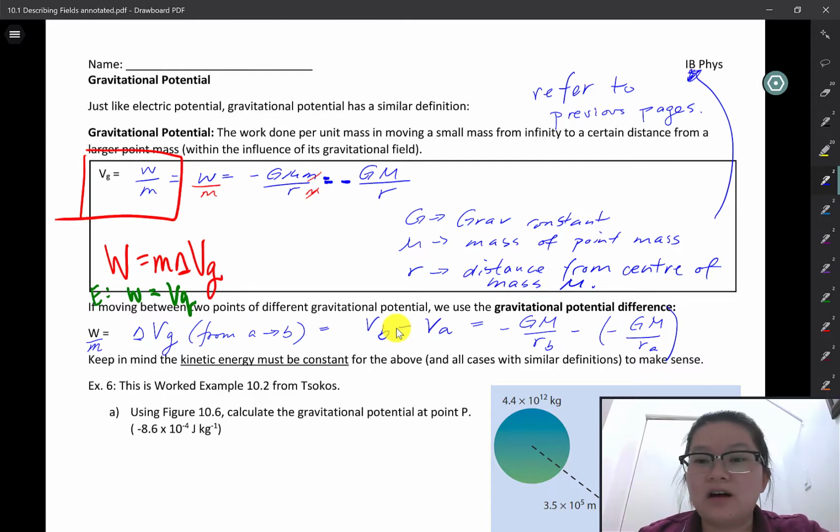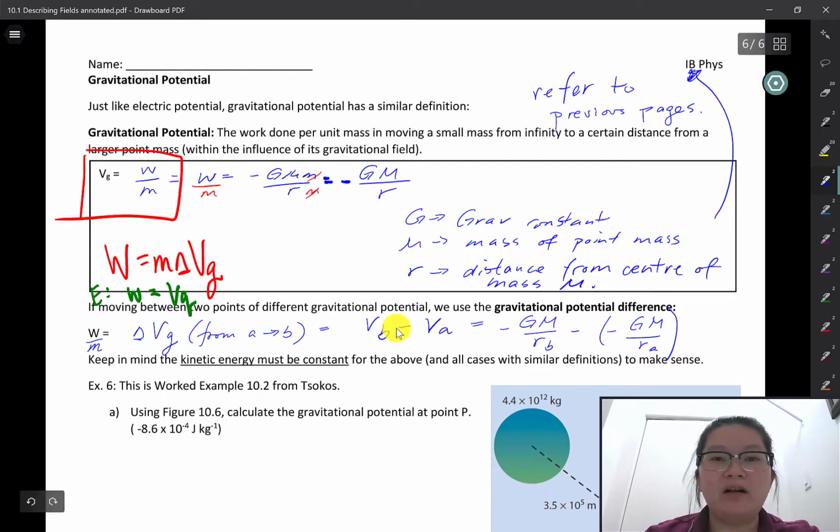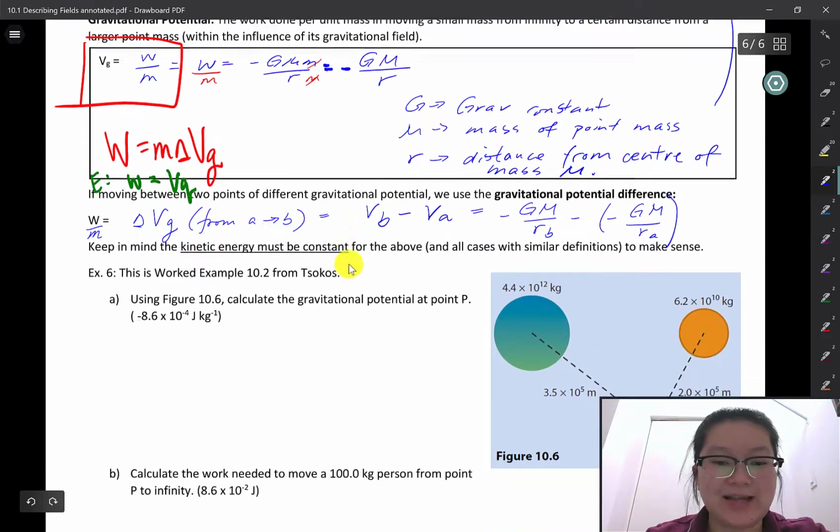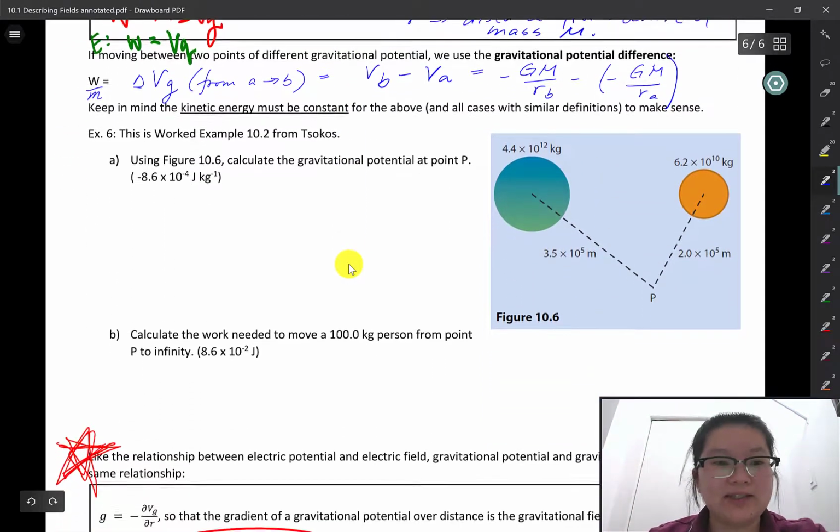So all of these concepts go hand in hand with the concepts of electric field and electric potential. And the equations kind of show a lot of similarity as well. The only difference is that for gravitation, the masses only attract. They don't repel like charges do for electrostatics. So here we have an example.